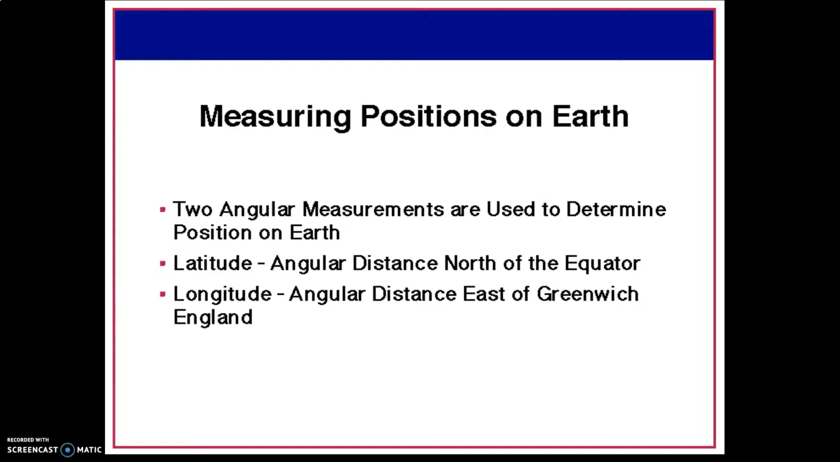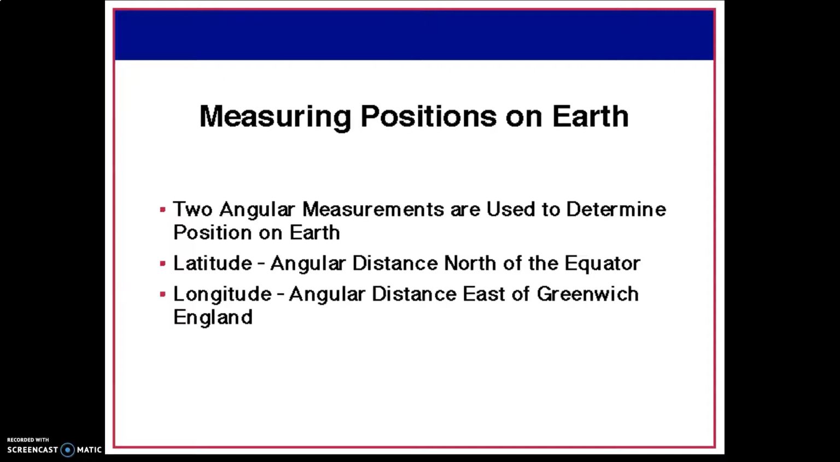Now for longitude, longitude runs around the Earth, and it's the angular distance east or west of Greenwich, England. I always get the question as to, why Greenwich, England? Why there? So there's a line that runs along through Greenwich, England, and that's called the 0 point line, or we call it the prime meridian. So the prime meridian runs through Greenwich, England.